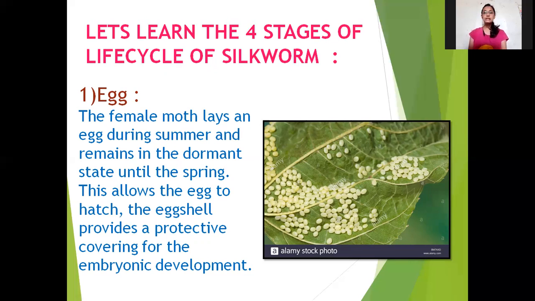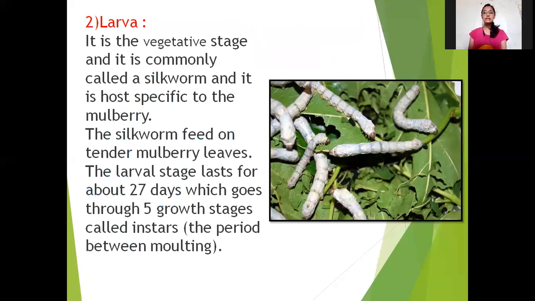So, the first stage of life cycle of silkworm is egg. In this step, the female moth lays an egg during the summer and that egg remains in the dormant state until the spring arrives. This allows the egg to hatch. The eggshell provides a protective covering for embryonic development. Now let's move to the second stage.